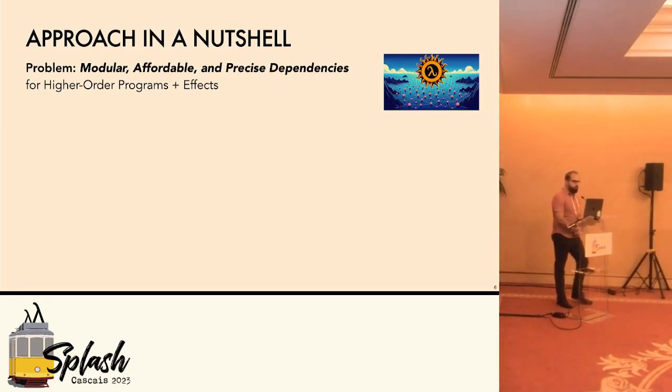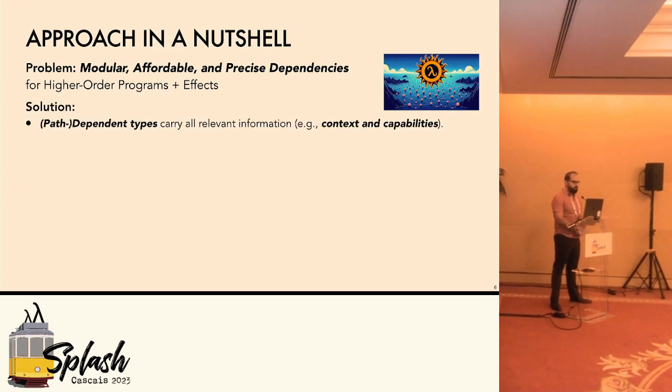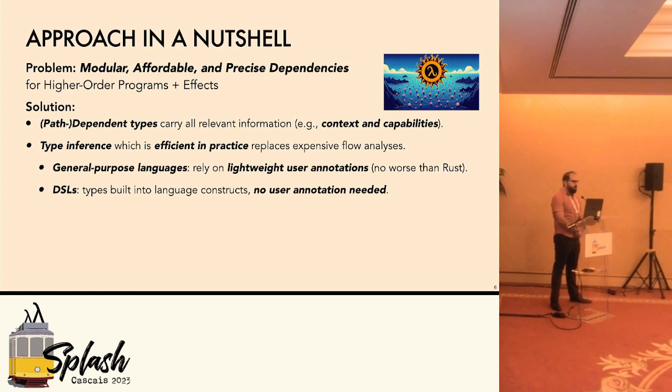So how do we actually go about this? How do we get the dependencies for higher order programs with effects? The key here is that we abandon flow-based analysis like CFA and instead use dependent types and typing information. So we put all the relevant information into the types, specifically the context and capabilities of computations. And we rely on type inference, which is usually efficient in practice, to compute dependencies and propagate results.